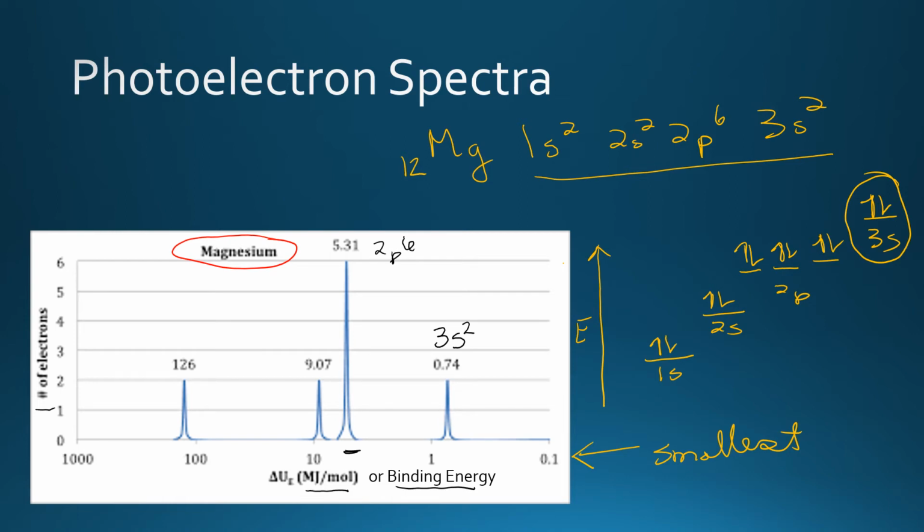The 2s is just a little bit down, a little bit less energy than your 2p's, and that is 2s2. And the one that comes first, those are your core electrons at 1s2. Note that that's 100 megajoules per mole, whereas the 3s electrons are less than 1 megajoule. So, helps you identify elements, helps you understand how many electrons are in different energy levels, these photoelectron spectra.